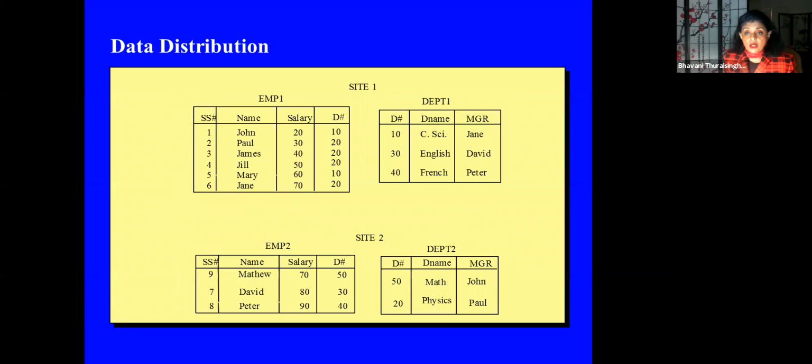Okay, so the data is distributed. In this case, I'm assuming there are two sites, site 1 and site 2. The employee data is distributed, right?